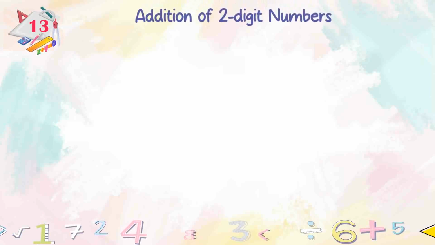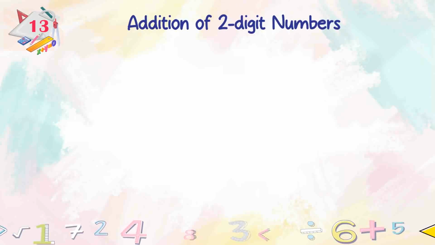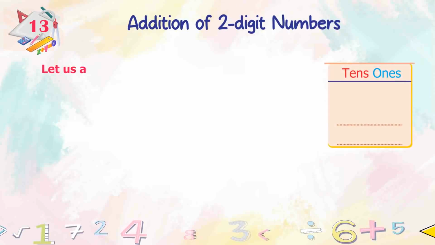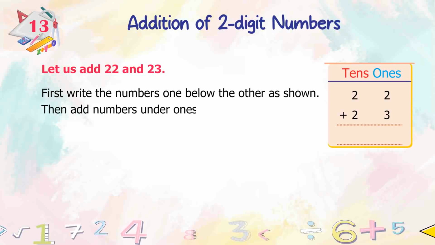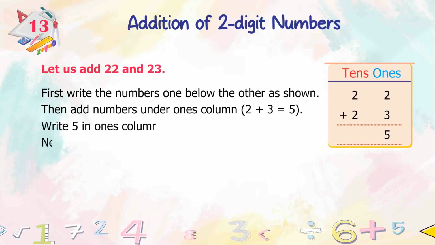Chapter 13. Addition of two-digit numbers. Let us add 22 and 23. First write the numbers one below the other as shown. Then add numbers under the one's column. 2 plus 3 equals 5. Write 5 in the one's column.